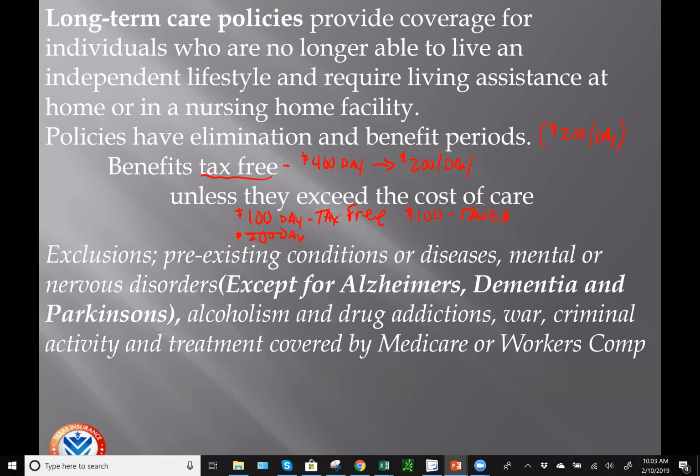Now, long-term care policies have exclusions like pre-existing conditions, mental and nervous disorder, and treatment covered by Medicare, Medicaid, or workers' comp. But there are things that cannot be excluded. That's why I have it here. Things that cannot be excluded would be Alzheimer's, dementia, and Parkinson's. Those cannot be excluded from long-term care policies. Alzheimer's, dementia, and Parkinson's.